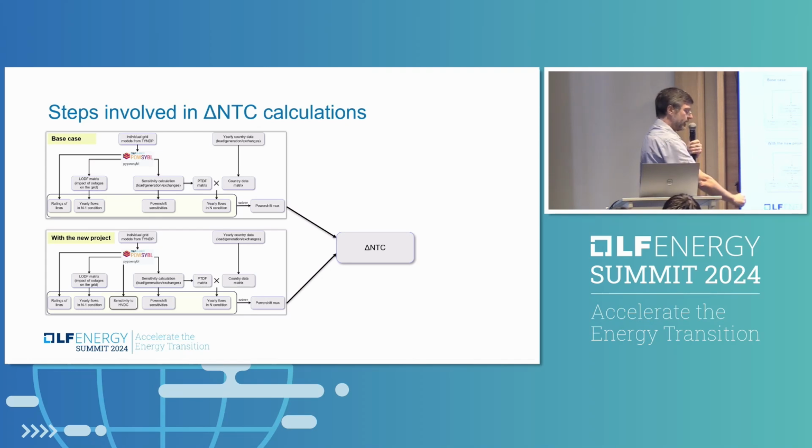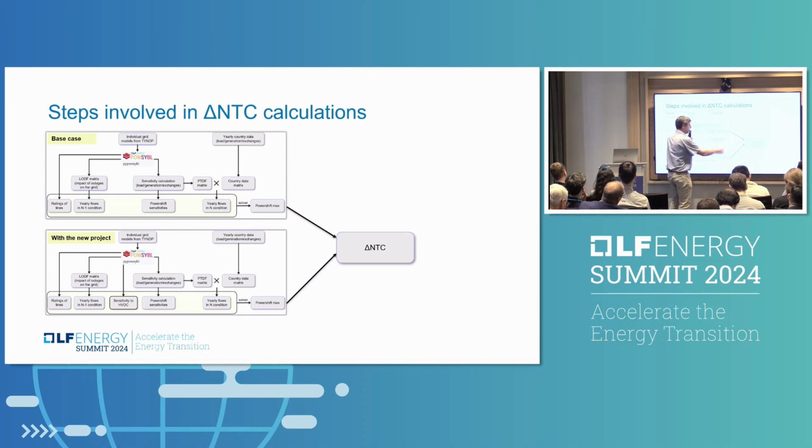Here, if we have a new project, for example a new HVDC project between two TSOs, PyPowSyBl also provides the possibility to calculate sensitivity to HVDC. Then we will have a new maximal power shift that we can reach. And by subtracting the two, that gives us the ΔNTC, and what this project brings as new exchange capabilities. So that's it. I don't know if you have any questions.